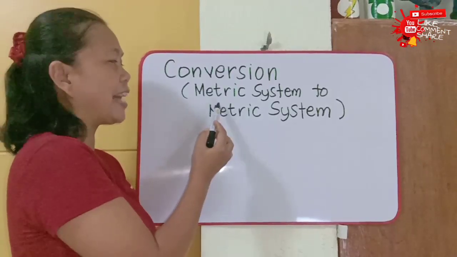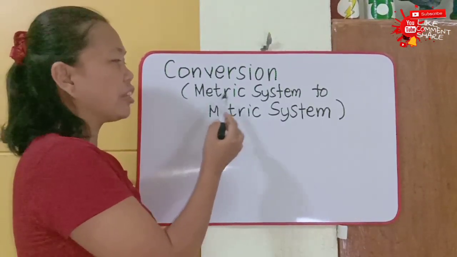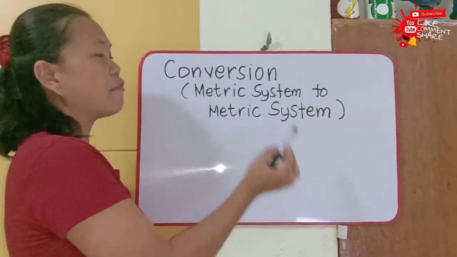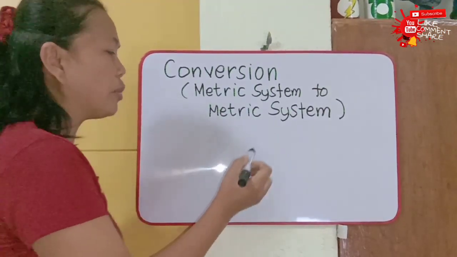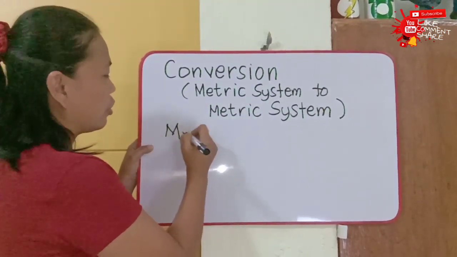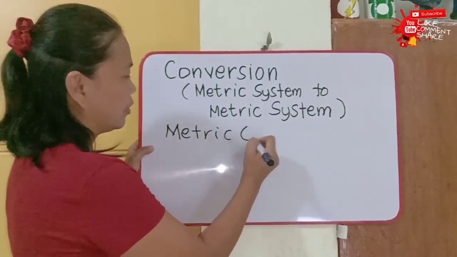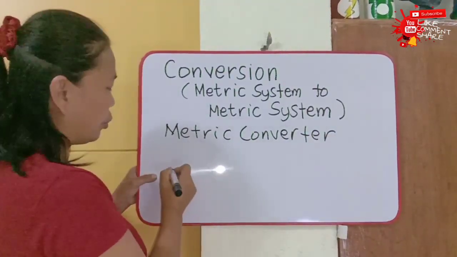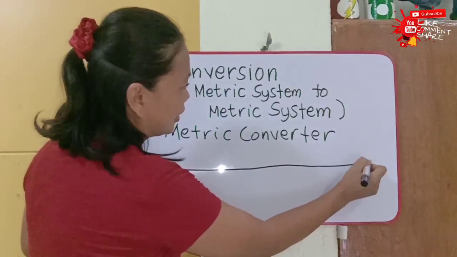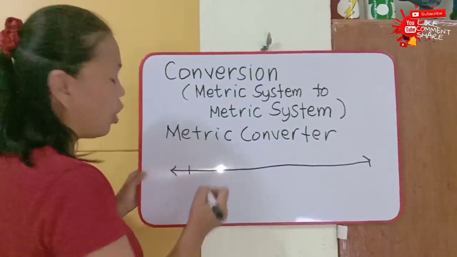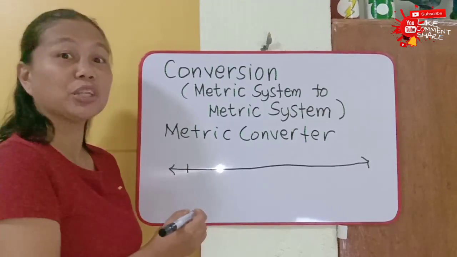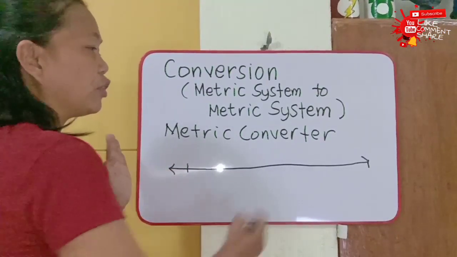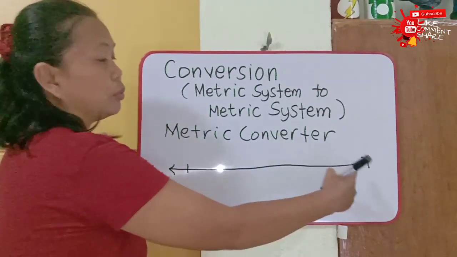First, we will discuss conversion of units for length, metric system to metric system. How do we convert from metric system to metric system? We will use the metric converter. So we will just draw a straight line. Then we will write all the units of measure for length under the metric system from the largest to the smallest, from left to right.